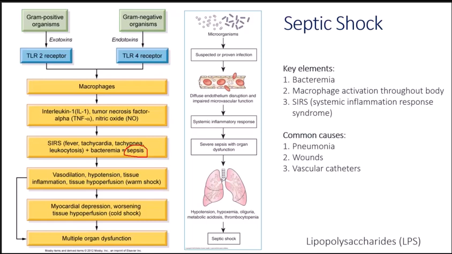Pneumonia, wounds, and vascular catheters can cause bacteria to enter the blood, and if it's not controlled, it can lead to septic shock. Bacteria can have this ability to disrupt endothelial function and get into the blood, leading to bacteremia. And the problem with that is once the bacteria enters the bloodstream, it can travel to virtually all cells within the body.